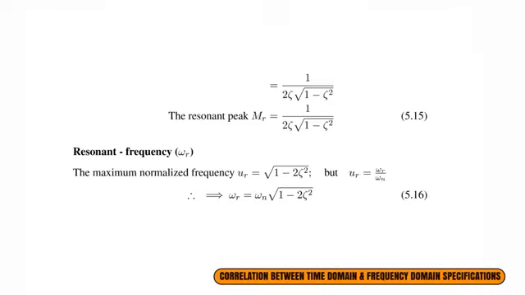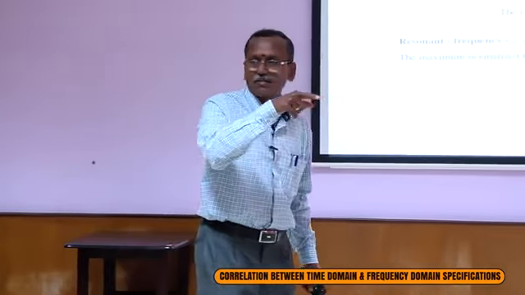The resonant frequency, as we have already seen, is ur equal to square root of 1 minus 2 zeta square. But ur is a normalized frequency. I want to know it in terms of omega only. That's why substitute ur equal to omega r by omega n. Therefore, omega r equal to omega n square root of 1 minus 2 zeta square. But omega n is the natural frequency of the system, that is constant.